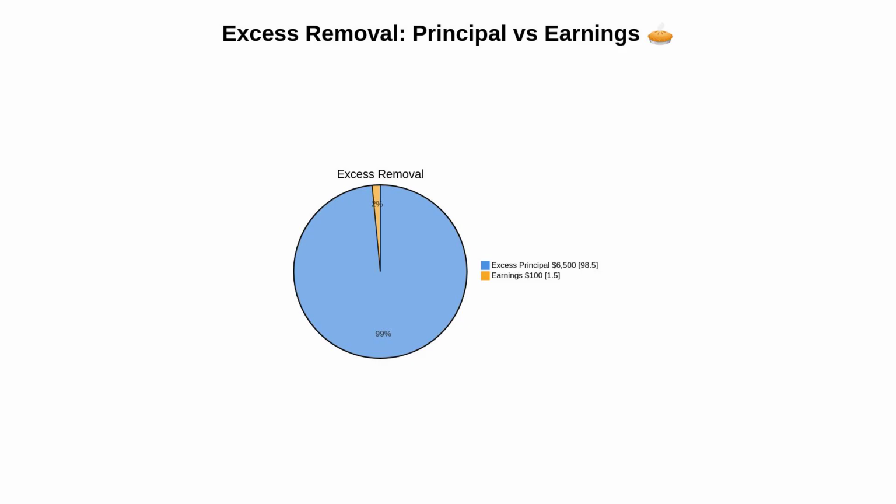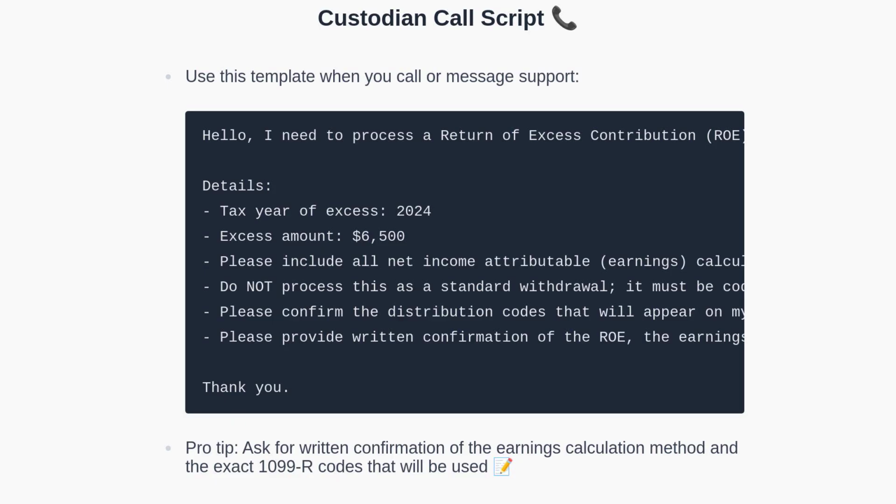Next, let's include a practical script you can use when contacting your custodian. To streamline your call, consider this script. State that you need a return of excess contribution for your Roth IRA. Provide the tax year of the excess, the amount, and a request to include all net income attributable. Emphasize that it must not be processed as a standard withdrawal.